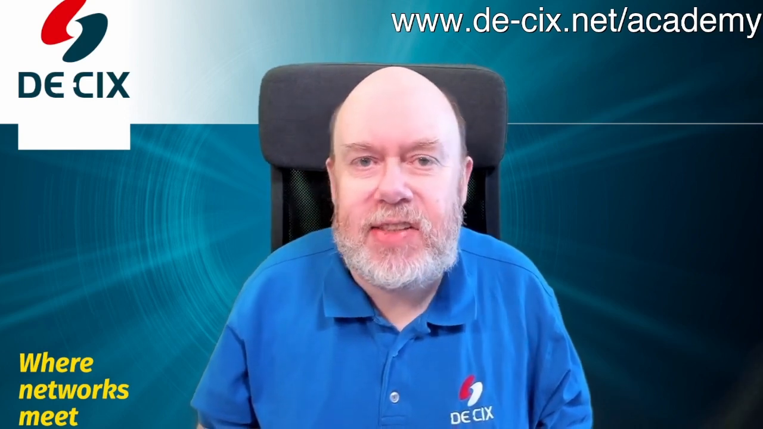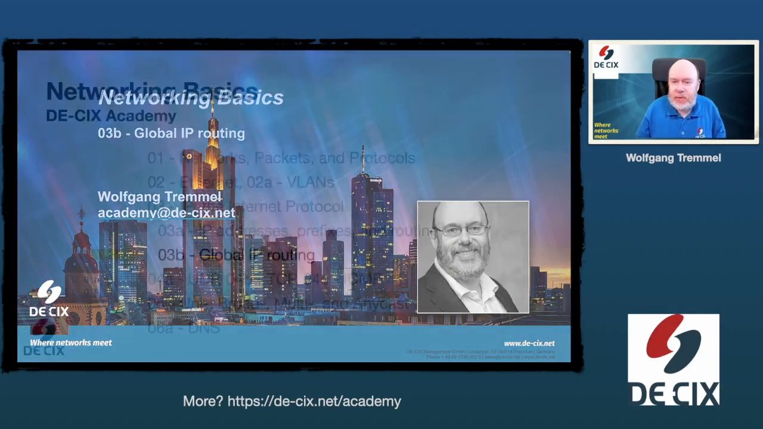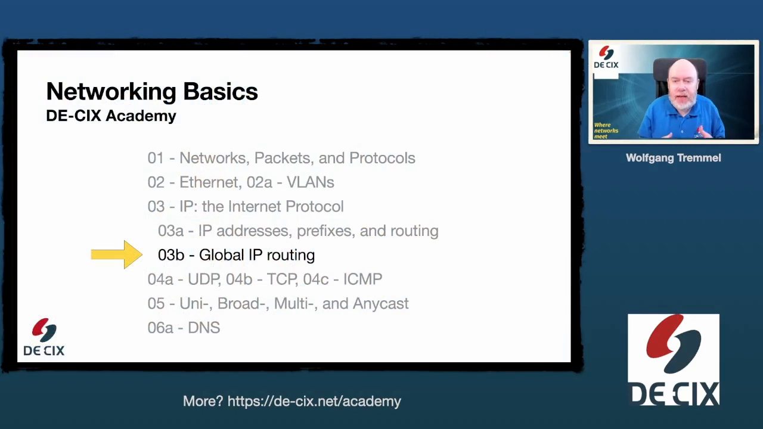Okay, let's get started with today's topic, where I talk about global IP routing. In the last video of the Networking Basics series, I talked about IP addresses, prefixes, and routing in general. Today, I wanted to emphasize a bit more how global IP routing works, also what is peering, and why are DE-CIX and other internet exchanges so important to keep the internet together?